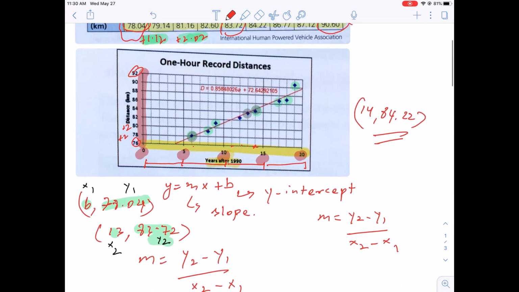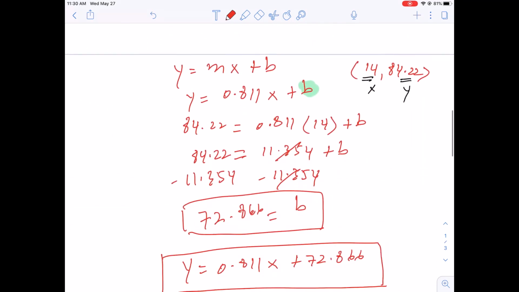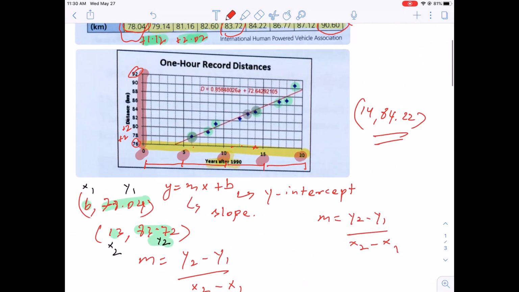Okay, so these are the things you need to remember, and this is how you will find the equation for the line of best fit.